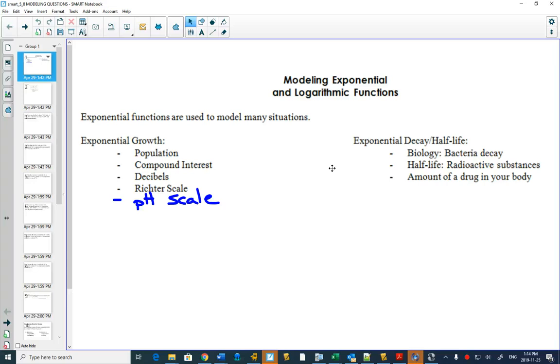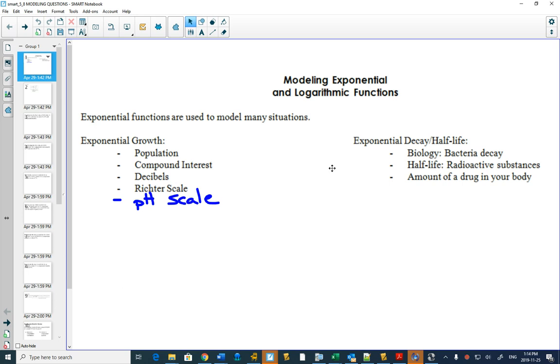The last thing that we look at with exponents and logarithms is how do these equations apply to real life situations? What are the aspects that have exponential equations and logarithmic equations involved with them? And there's actually quite a few. So some of the things that exponential functions are used to look at.